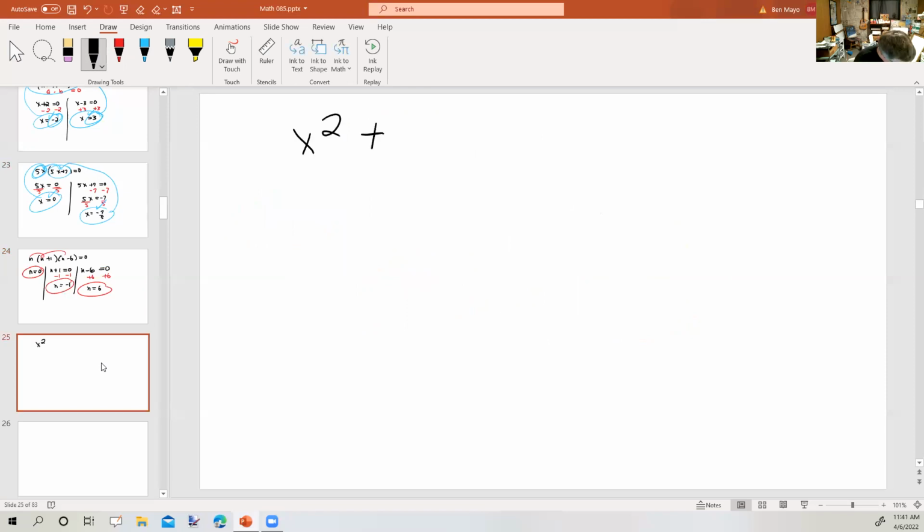Now, what if we have this situation? x squared plus 7x plus 6 equals 0. Without the equals 0, this would be a trinomial, a polynomial in standard form. With it set equal to 0, it's in standard form of a second degree equation.